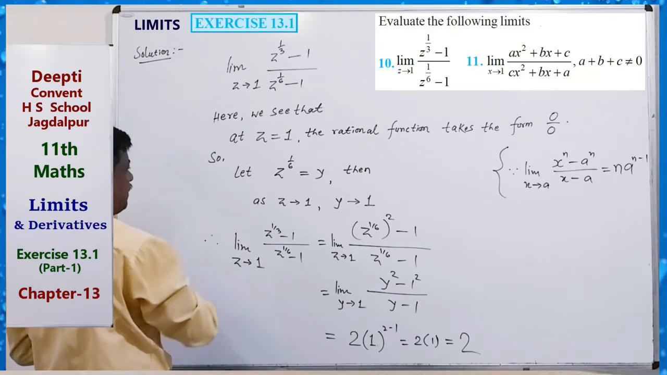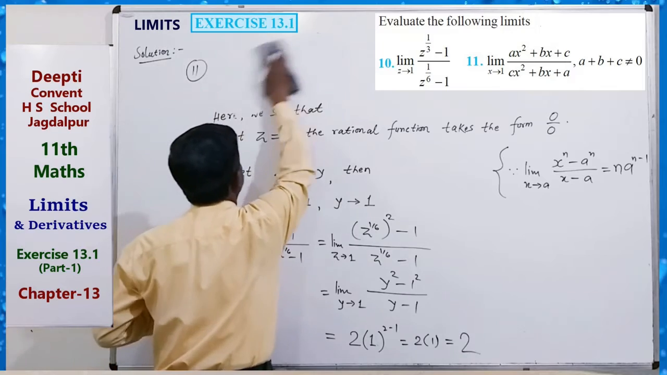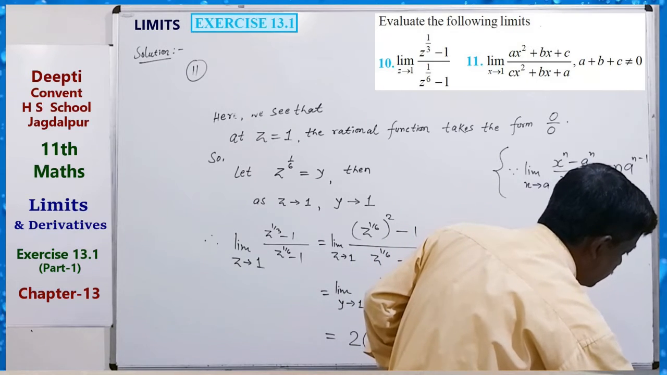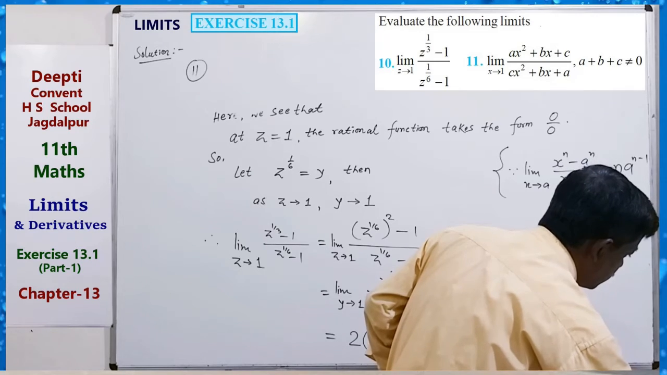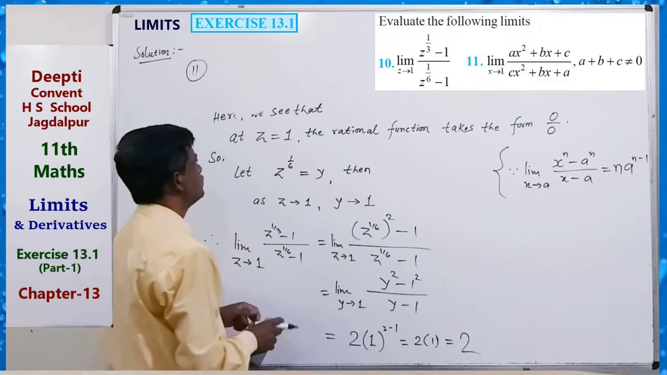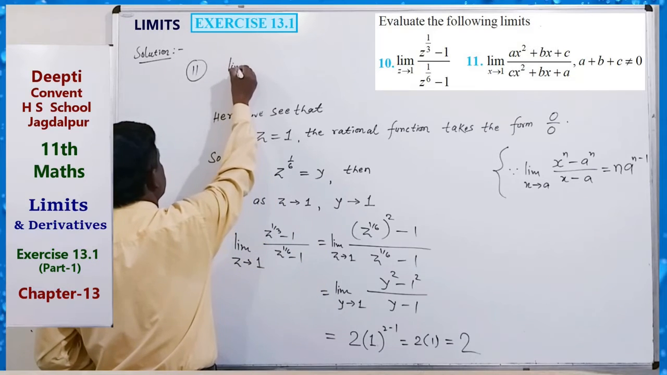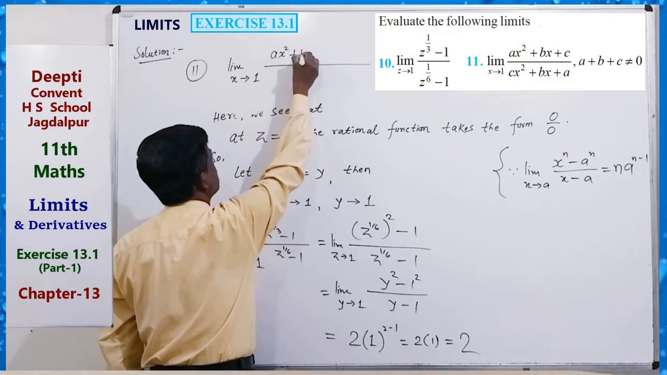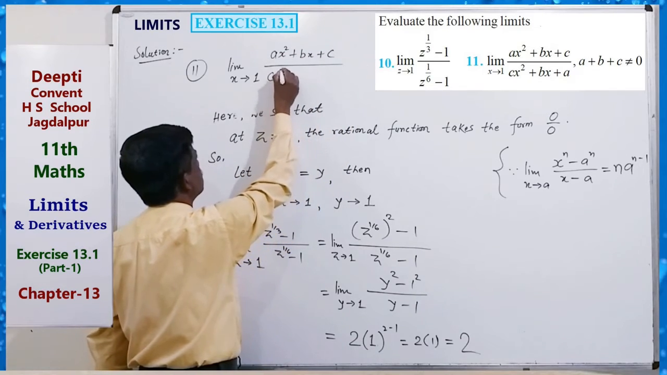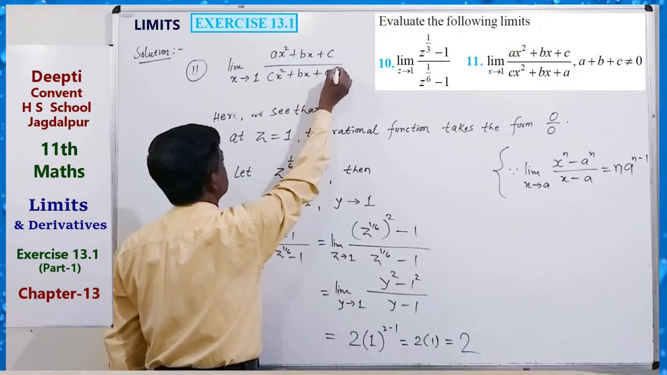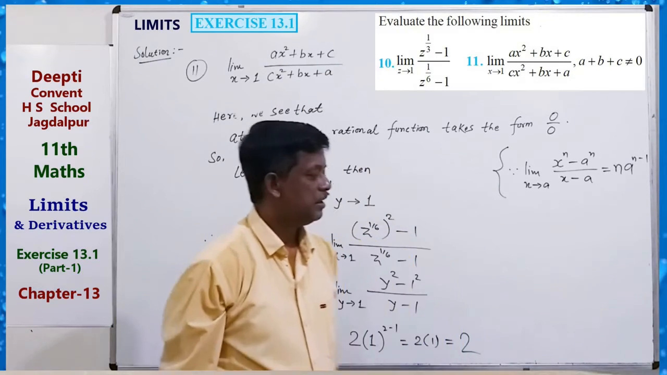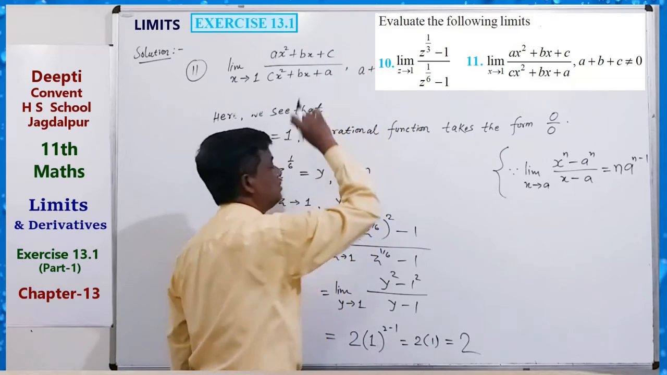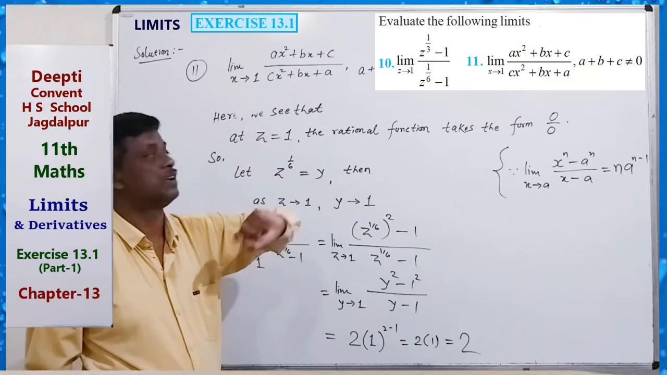Now take question 11. Limit x tending to 1 of a x square plus bx plus c upon c x square plus bx plus a. It is given that a plus b plus c is not equal to 0. This limit we have to find. A, b, c are constants.